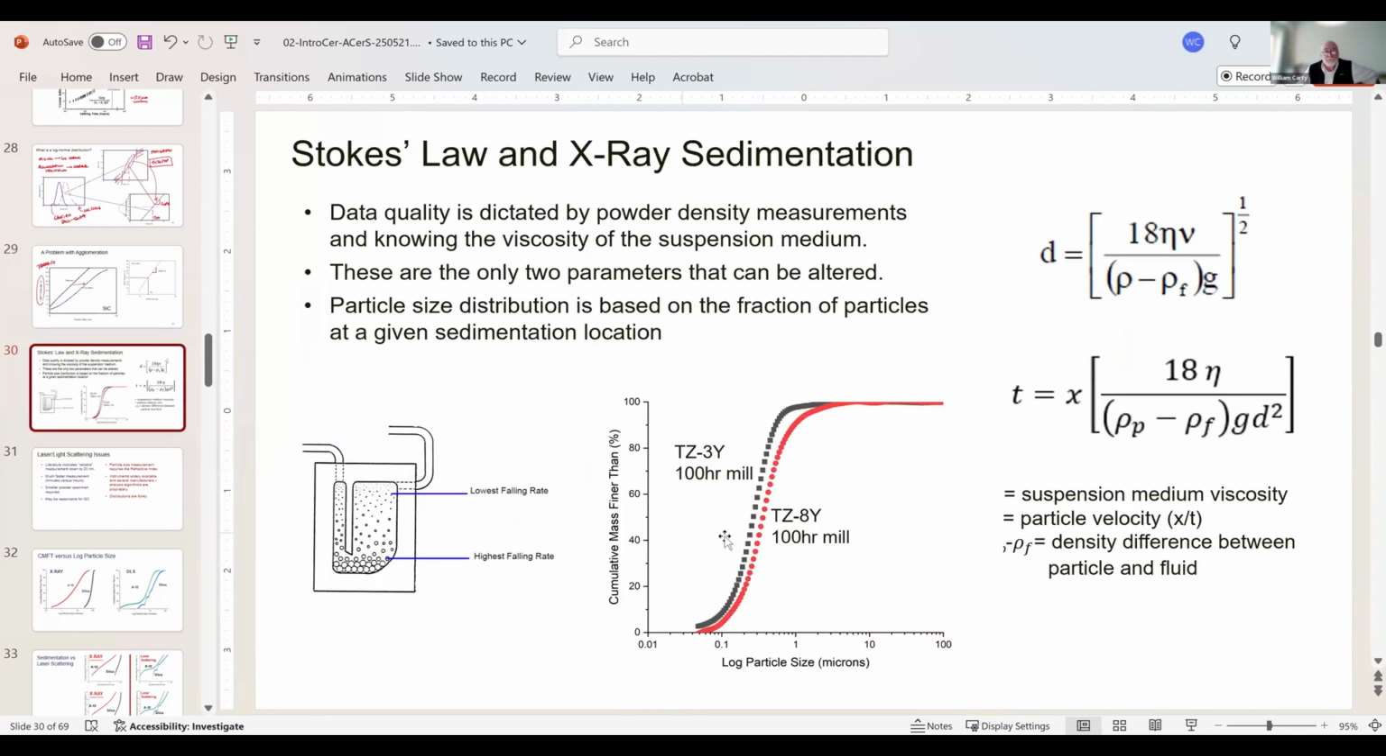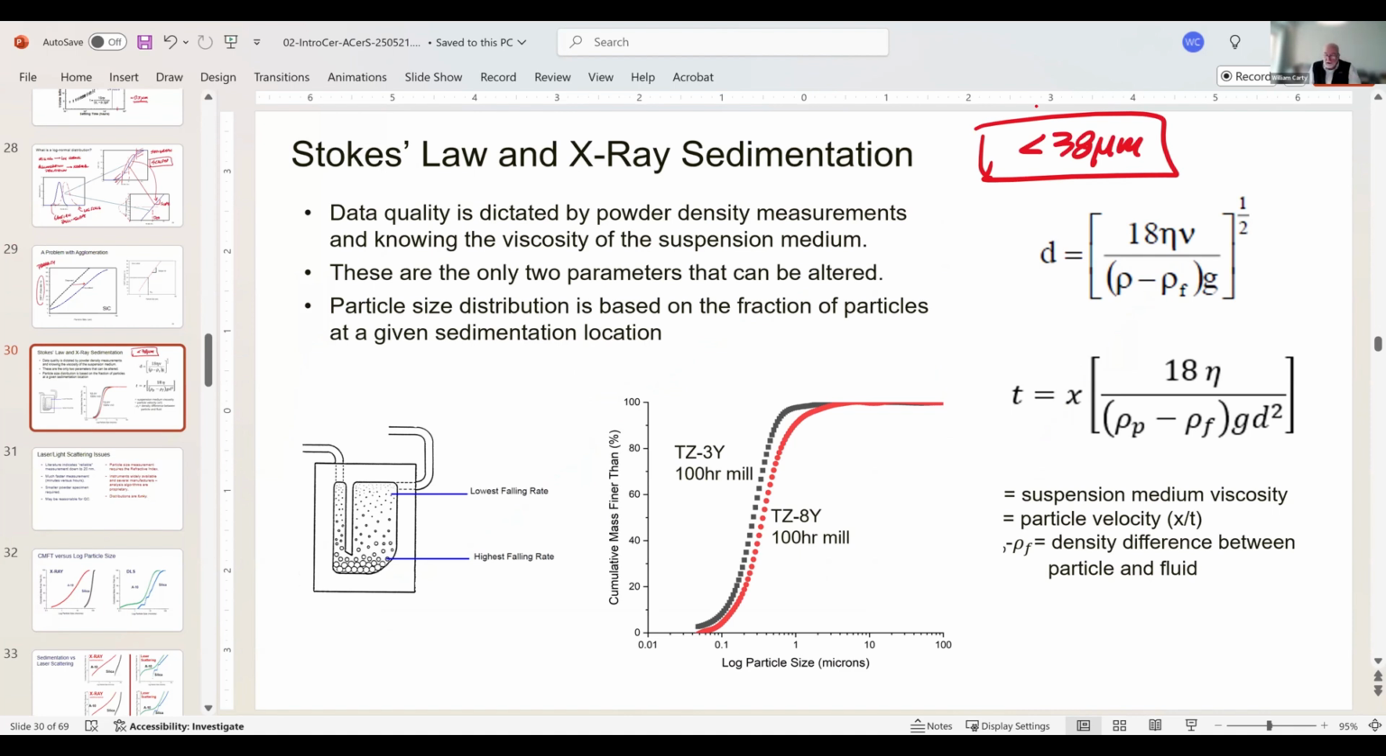So how do we measure fine powders? Now we're measuring powders that are less than 38 microns, for example. How do I measure powders that are less than 38 microns? There are a number of techniques. In my opinion, the X-ray Sedigraph is by far the best technique, bar none.